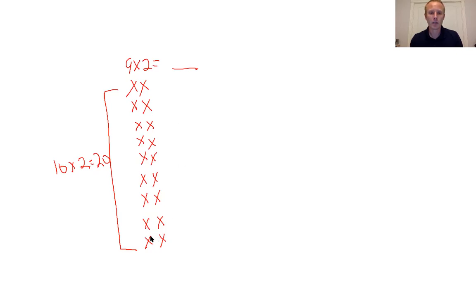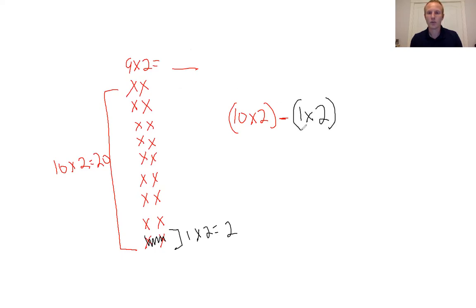And then in black, I'm going to cross out one row of 2. So I crossed out 2 total things. And so my equation then becomes 10 times 2 in parentheses minus 1 times 2. And again, that goes in parentheses too.